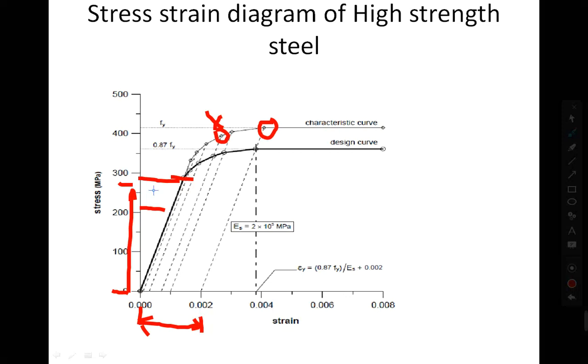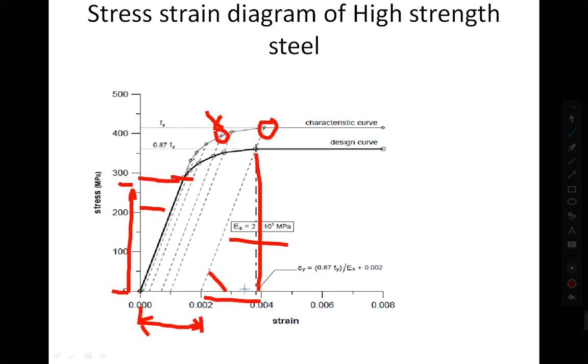Now how do we get the modulus of elasticity? A parallel line is drawn with respect to this line, and it intersects the x-axis. The slope of this line is called the modulus of elasticity, that is, this vertical length, the stress, divided by this horizontal length, the strain.